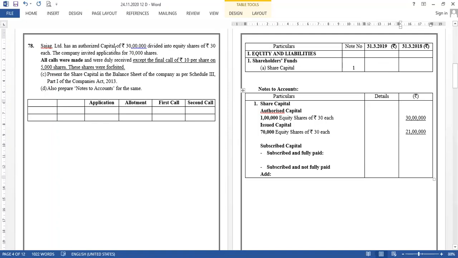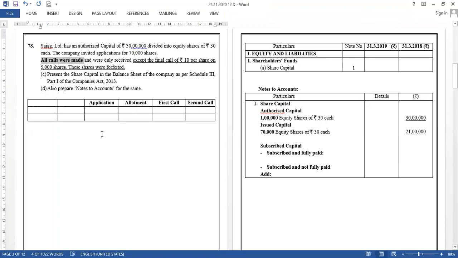Now what? All calls were made. I will always highlight this, because it gives me a hint that some amount is possible to come in the fully paid up, and were duly received, except final call of 10 per share on 5,000 shares, and these shares were forfeited. Correct?